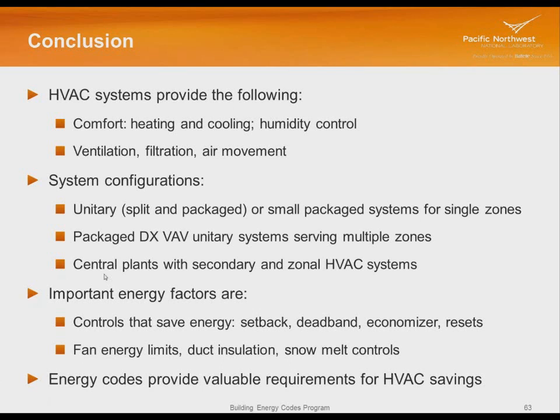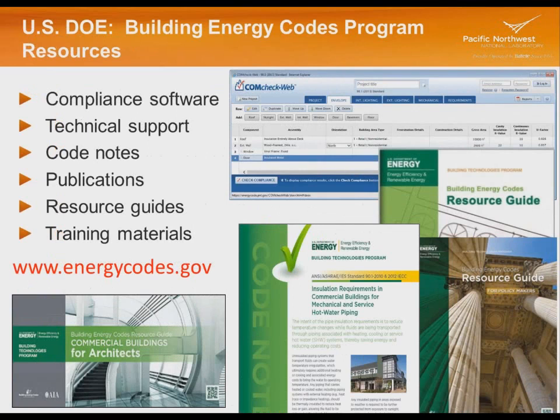And then we've got our central units where we have central plants with secondary and zonal HVAC systems. And again, our important energy factors are those controls we went through: setback, deadband, economizer, and resets, and the fan energy limits, duct insulation, and snow melt controls. And the energy codes provide valuable requirements for energy savings in our buildings and are an important part of our national infrastructure in meeting energy challenges in the future. And I'll turn it back to Pam to wrap us up here.